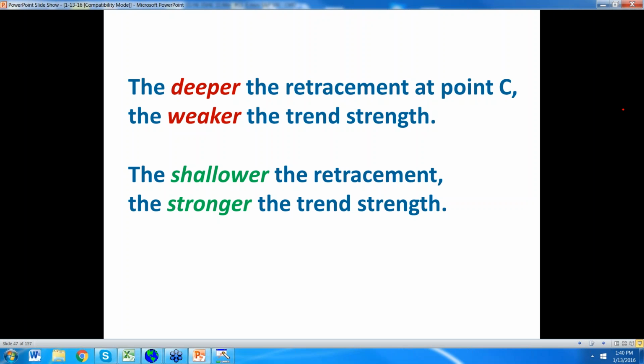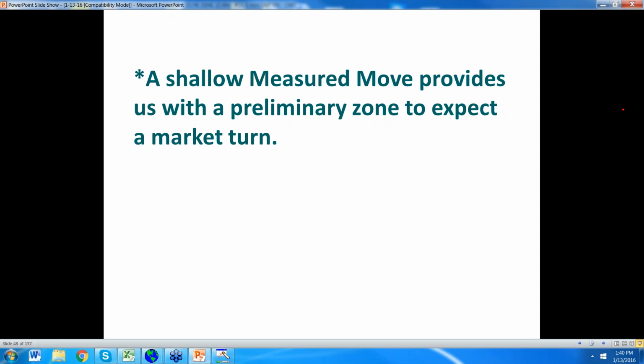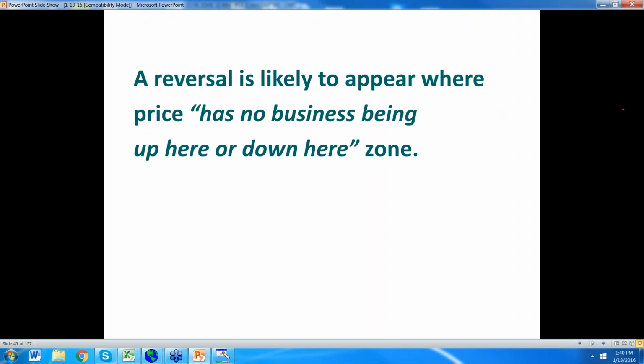Now, here's something that I haven't shared before. I'm going to talk about it right now. A shallow retracement, a shallow measure move, provides us with a preliminary zone to expect a market turn. That's right, a preliminary zone. And in this zone, the reversal is likely to appear where price so-called has no business being up here or down here. I'm going to get into that a little later as I show you the diagrams, but let me show you what that zone is.